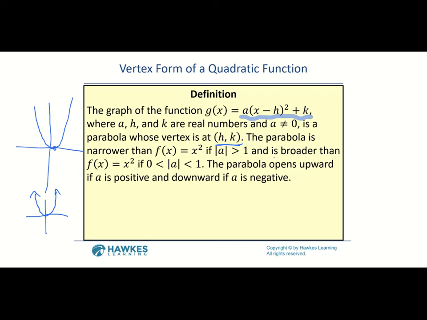But if a is a fraction between 0 and 1, that parabola is broader. So a fraction for a will make that parabola look a lot wider, and a whole number like 2, 3, 4, anything greater than 1, will make it narrower. Now, if a is positive, your parabola always opens up, and if it's negative, it opens down. We're going to take a look at that in a couple of the slides.